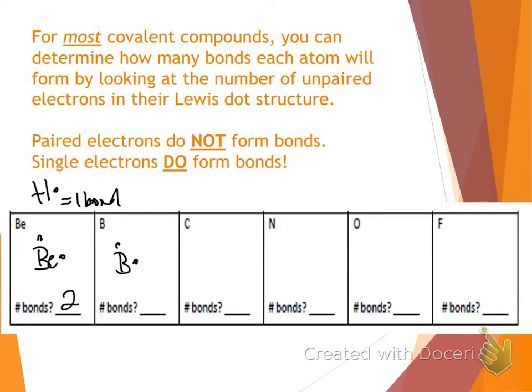Boron has 3 valence electrons. When we put 1 on each side as we should, 3 are single, so it tends to form 3 bonds. Carbon has 4 valence electrons, all single. They tend to form 4 bonds.